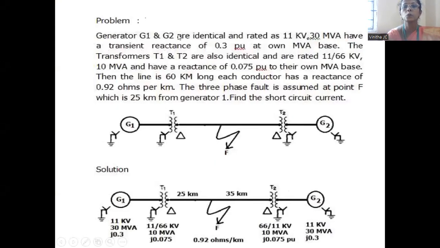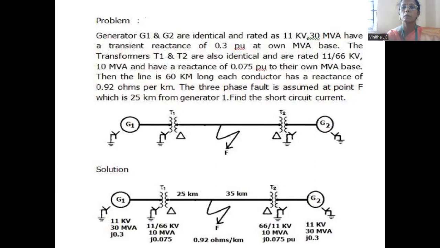Generator G1 and G2 are identical and rated as 11 kV, 30 MVA, and have a transient reactance of 0.3 per unit at 1 MVA base. The transformers T1 and T2 are also identical and are rated 11 by 66 kV, 10 MVA, and have a reactance of 0.075 per unit to their own MVA base. Then the line is 60 kilometers long. Each conductor has a reactance of 0.92 ohms per kilometer. The three-phase fault is assumed at point F, which is 25 kilometers from generator 1. Find the short circuit current.